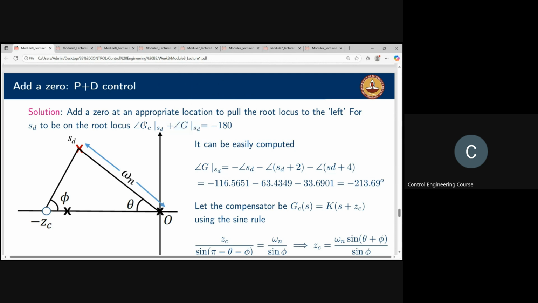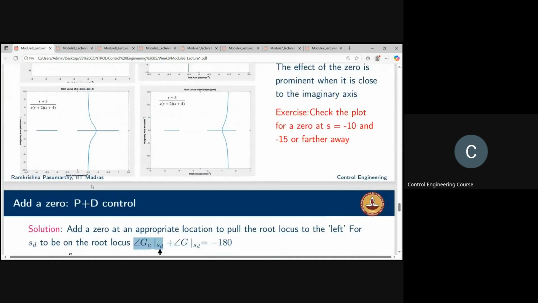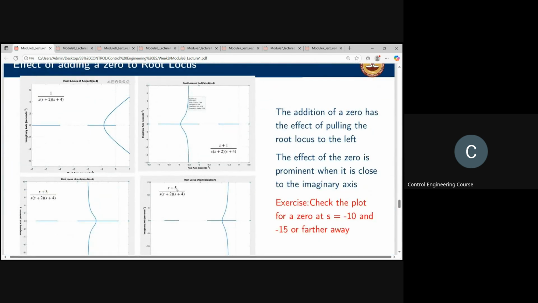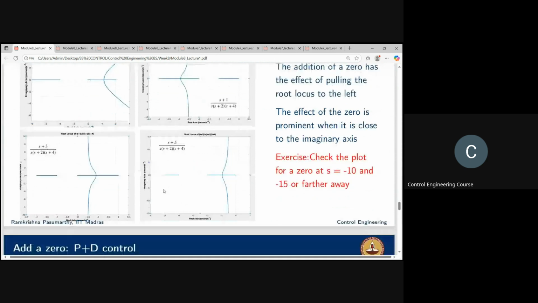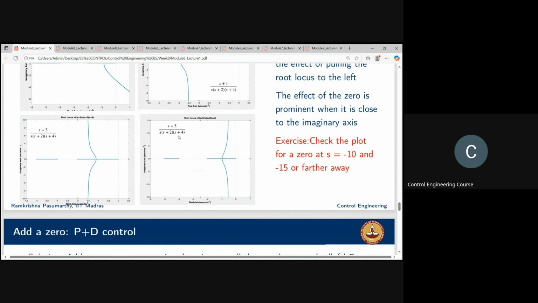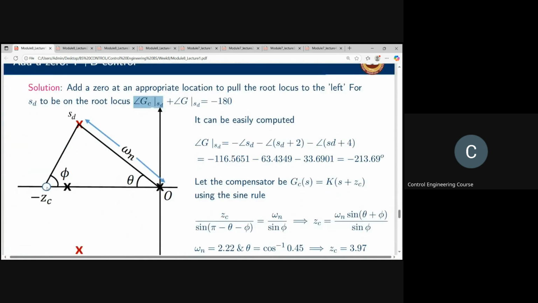So this is nothing but SD plus ZC, correct? GC is S plus ZC. Understood? Here it was S plus 10, here it was S plus 5, here it is S plus 3, here it is nothing. So in general it will be S plus something called ZC. The ZC is only here.